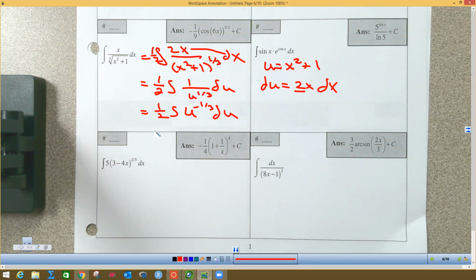So my power rule says that I can take, and you just leave that coefficient 1/2 out front the whole time, it says I can add 1 to negative 1/3. So adding 3/3 to negative 1/3 gives me positive 2/3. And you divide that by 2/3, or you can take and flip it over and multiply by the reciprocal in one step to get rid of the compound fraction. You are not allowed those on these.